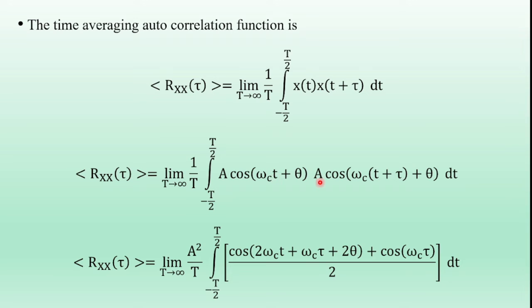A into A, that is A square, is written before the integration, and cos of (omega c t plus theta) times cos of (omega c t plus omega c tau plus theta) is cos of (a plus b) plus cos of (a minus b), by 2. Here omega c t plus omega c tau plus theta is the a value, and omega c t plus theta is the b value. Cos of a plus b is cos of 2 omega c t plus omega c tau plus 2 theta, plus cos of a minus b is cos of omega c tau, by 2.